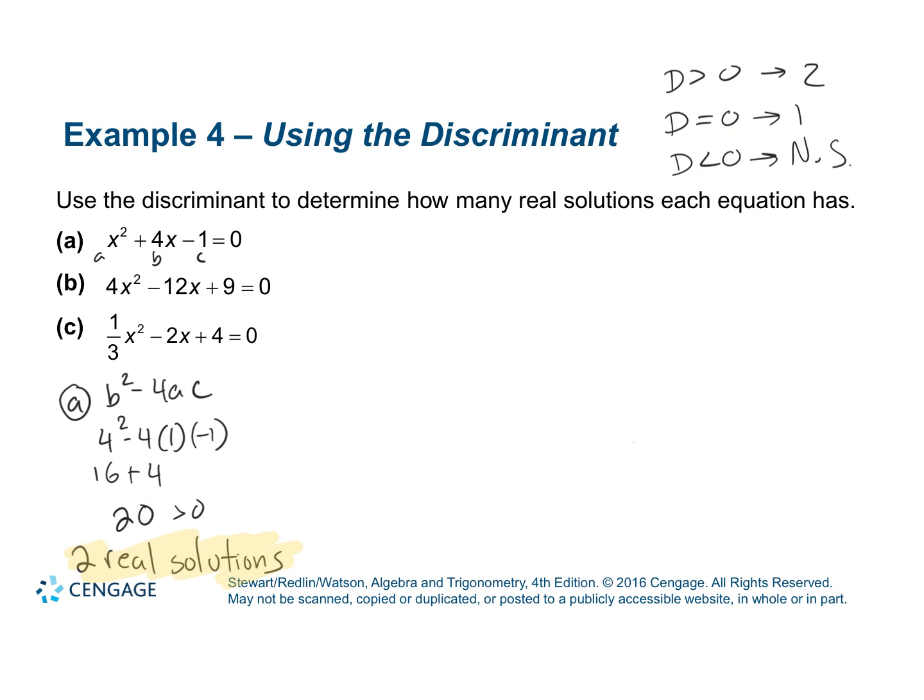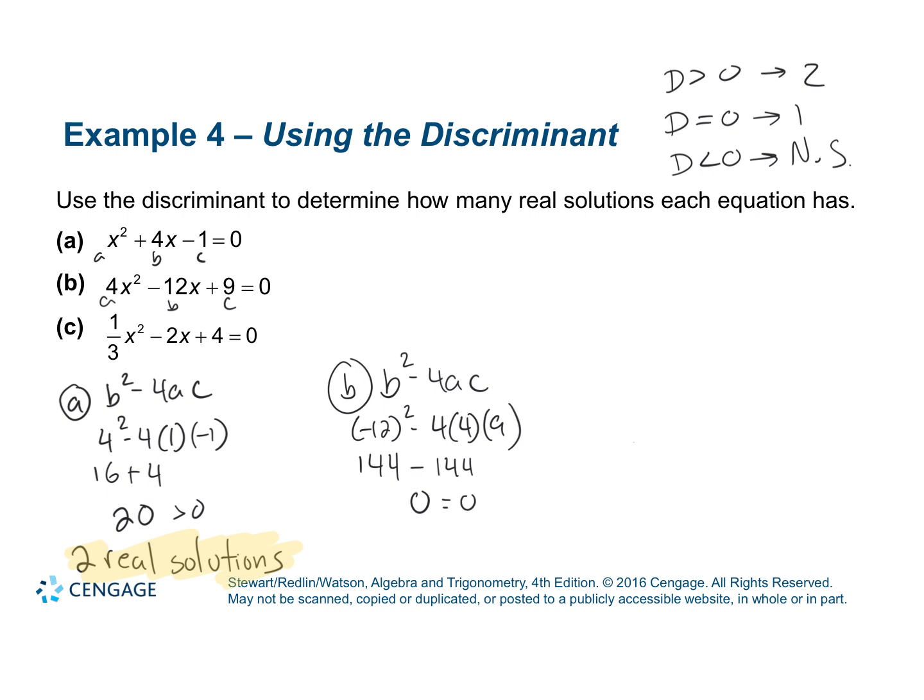Again, we do the same thing for B. We get, again, B squared minus 4AC. Your A is your 4, your B is your -12, and your C is your 9. So we do -12 squared minus 4 times 4 times 9. So we get 144 minus 144. We already did 4 times 4 times 9 previously. We know that's 144. So we get 0. So since the discriminant is equal to 0, we get only 1 real solution.